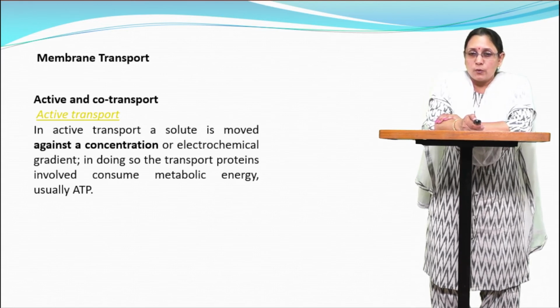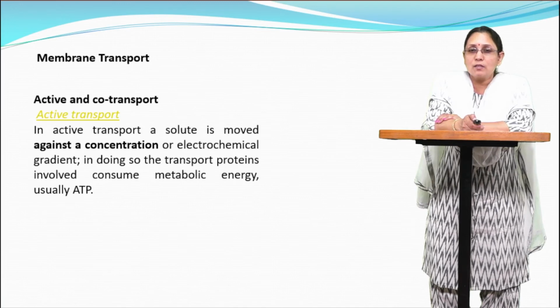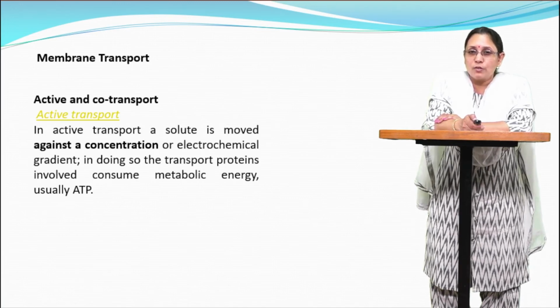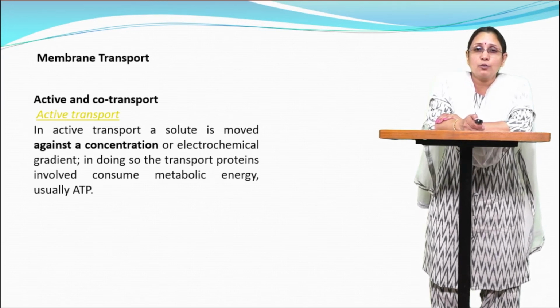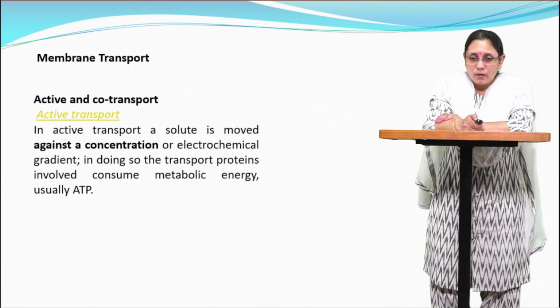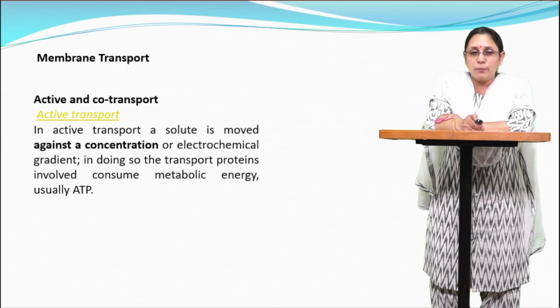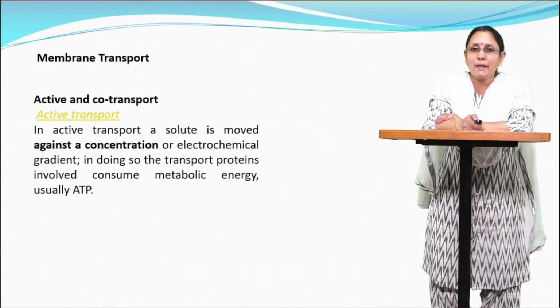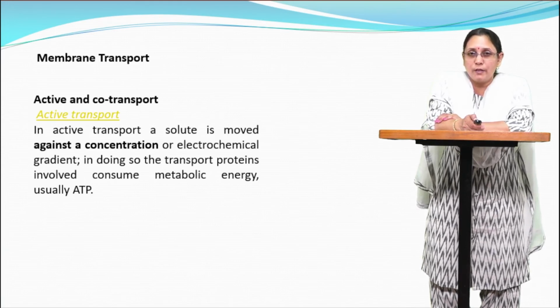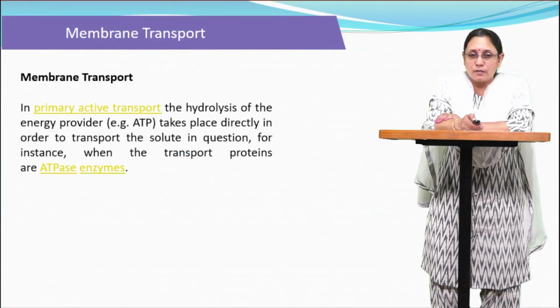In active transport, a solute is moved against a concentration or electrochemical gradient. Remember, active transportation is possible only in a situation where there is an electrochemical gradient. It helps transport the proteins and consumes metabolic energy, usually ATP. With the help of the ATP molecule, which acts as a high energy bond, the solute is transported accordingly, towards the exterior side or towards the interior side.